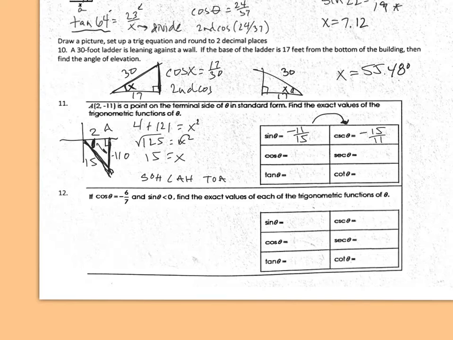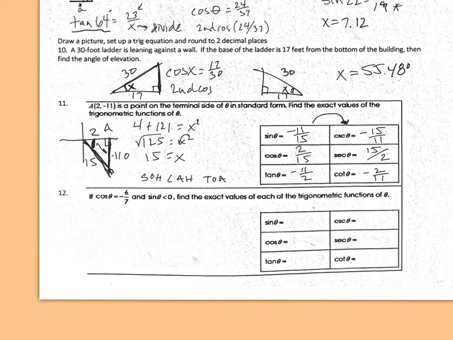Cosine would be 2 over 15, and both of those are positive. Now cosine's positive in that quadrant, so that makes sense. So 15 over 2, we flip it over. And tangent's negative in this quadrant, and it would be negative 11 over 2, and this would be negative 2 over 11. None of those need to be reduced, so that worked out kind of nice.